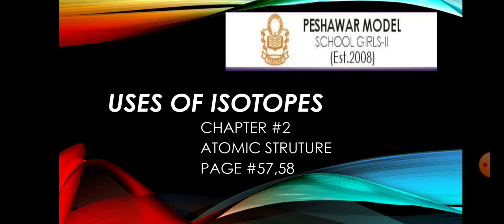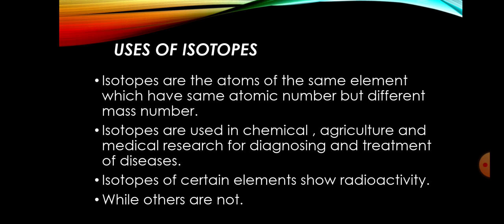Today we discuss the uses of isotopes, which is mentioned in chapter number 2, atomic structure, on pages 57 and 58. So what are the uses of isotopes? Before we discuss the uses of isotopes, first of all we discuss the definition of isotopes. What are isotopes?